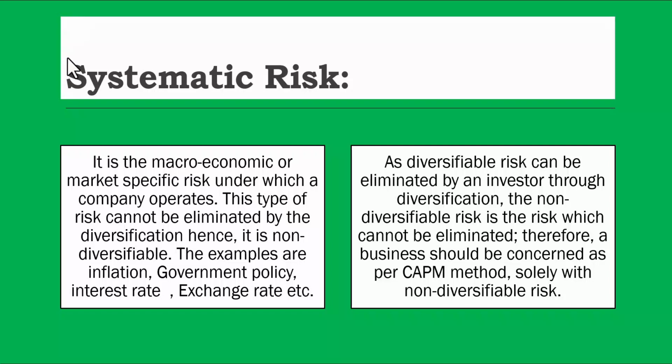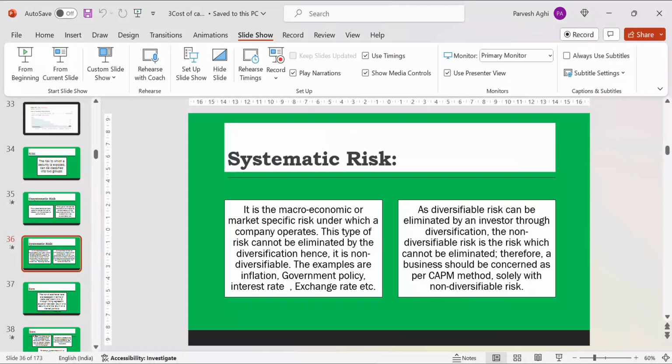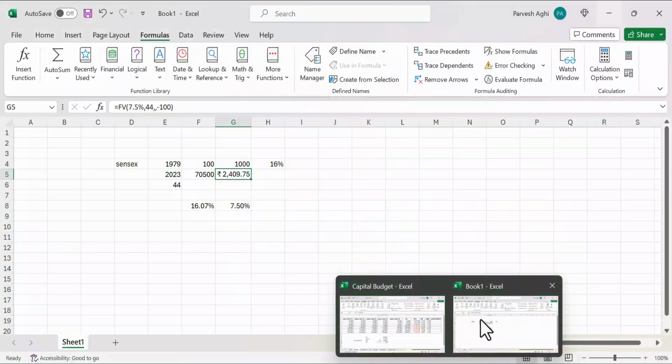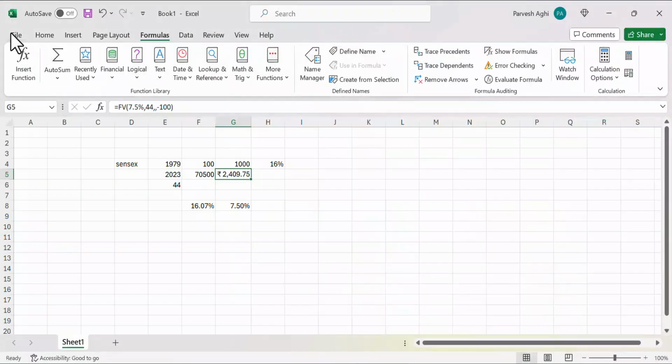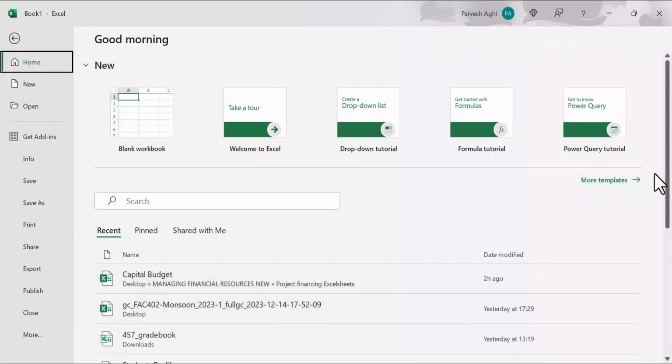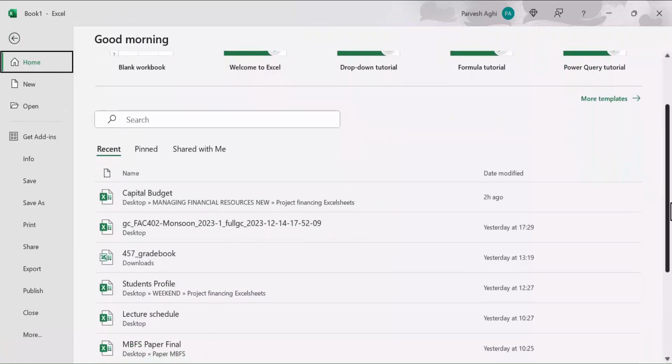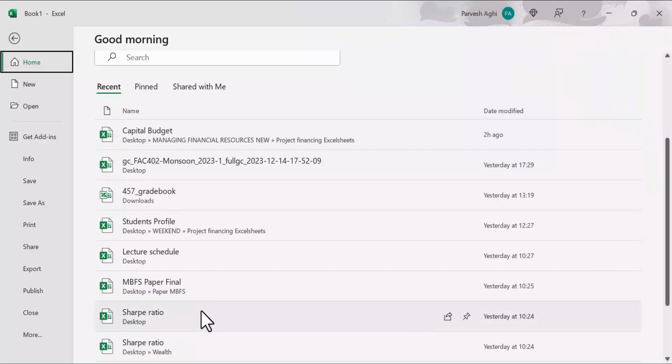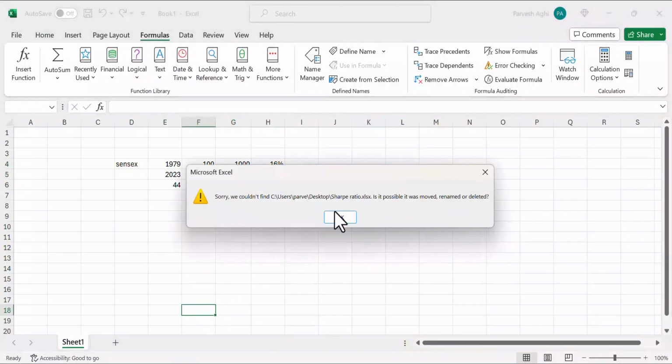Now, just to give you a perspective, you just open this file which I have shared with you, which is called the Sharpe ratio formula, which is called Sharpe ratio. Okay.